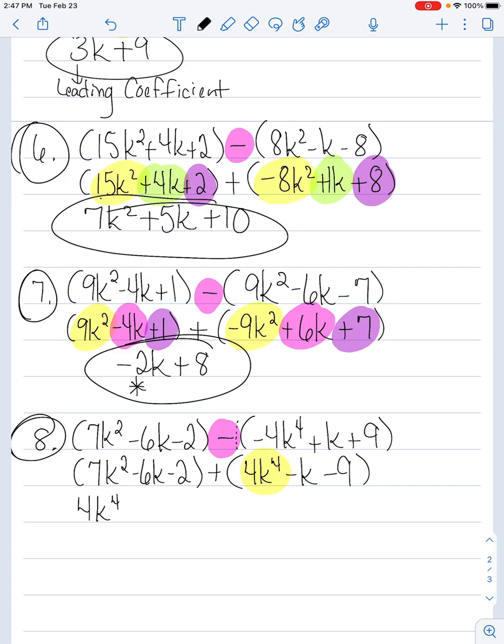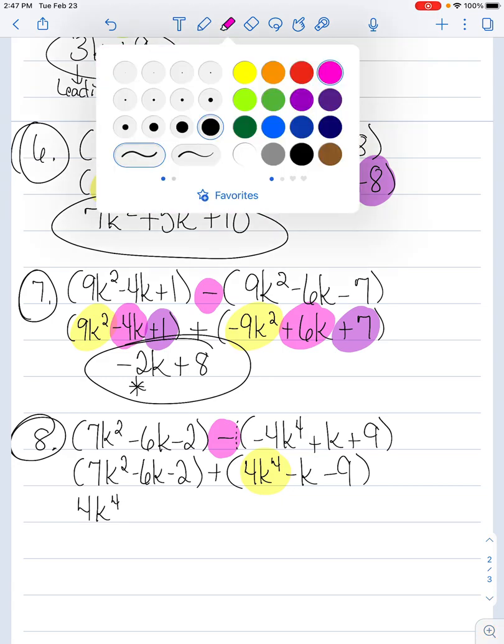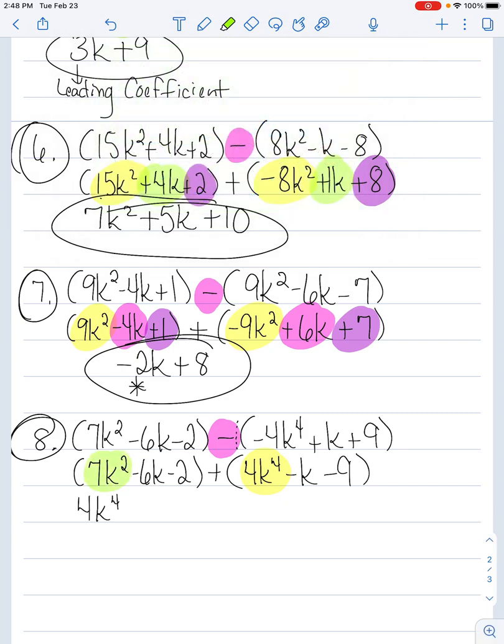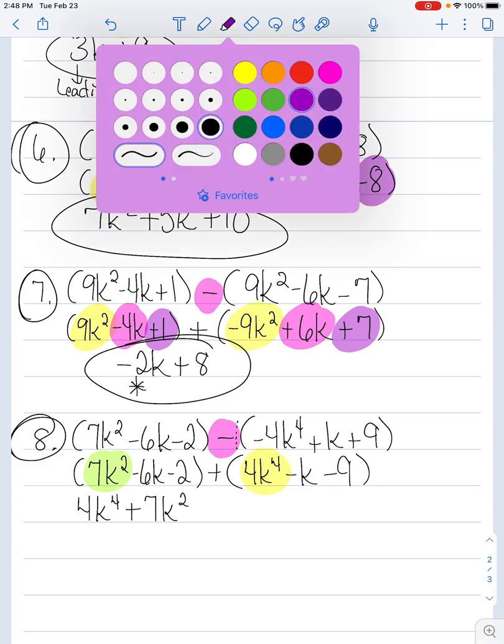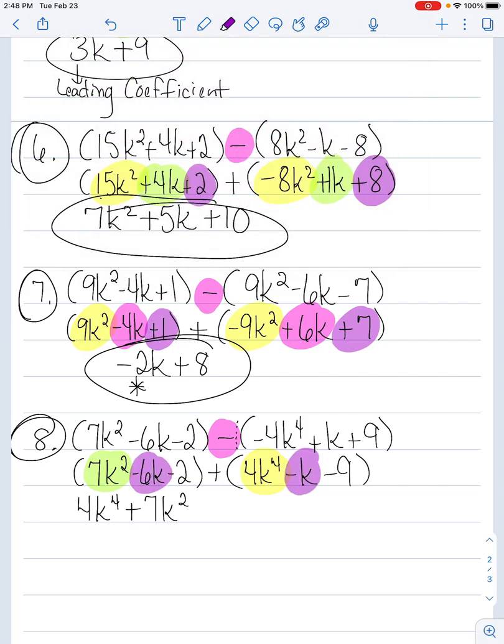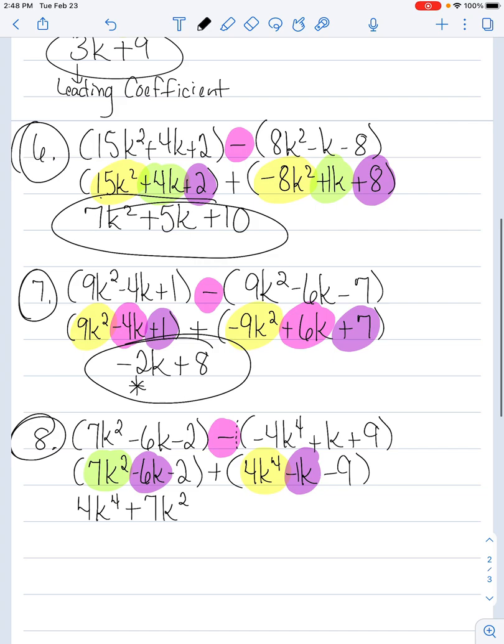Do I have anything with k to the 3rd? No. k to the 2nd? Yes. I notice, let me do green. I notice I have 7k to the 2nd, and it's positive, so plus 7k to the 2nd. Do I have anything with k to the 1st? Yes, I do. I have negative 6k and negative k. So negative 6k minus 1k is negative 7k. And last but not least, negative 2 minus 9. Both are constants, and you end up with negative 11.